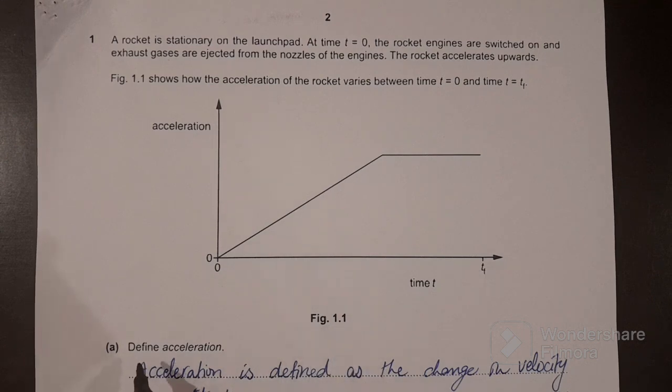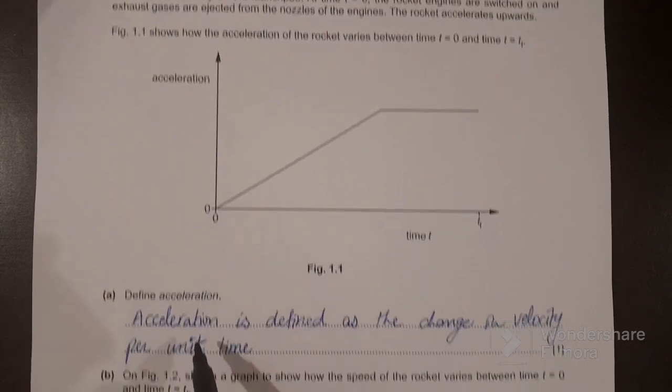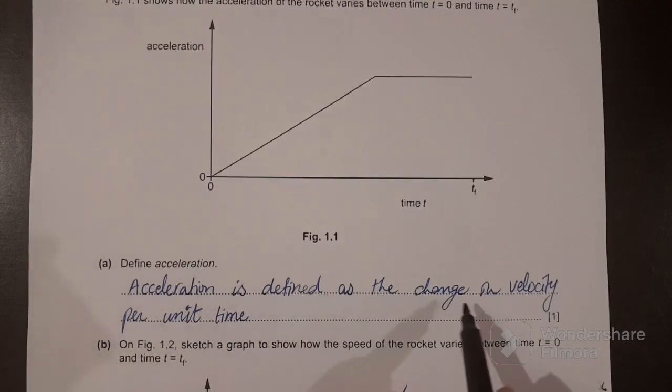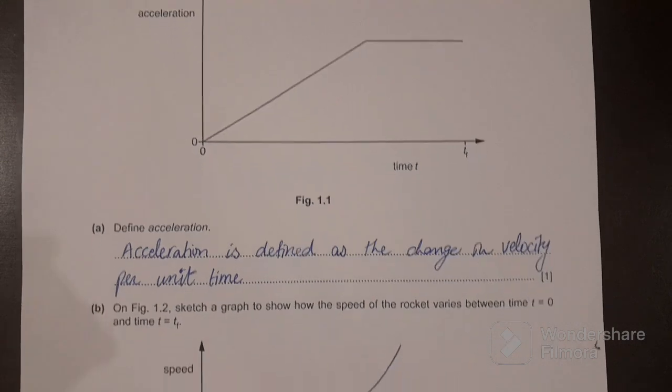Part A states define acceleration. Acceleration is defined as the change in velocity per unit time. So this is what we'll write in part A.